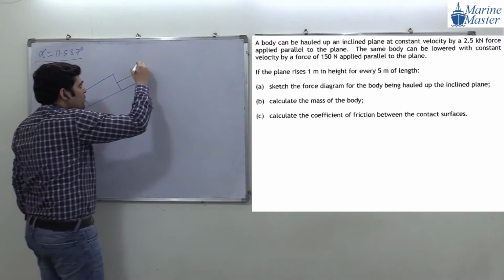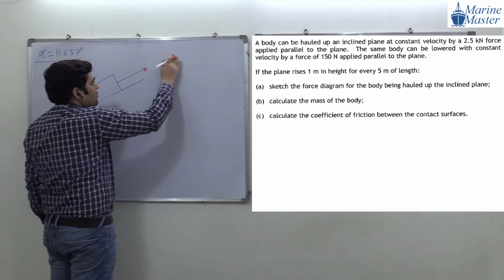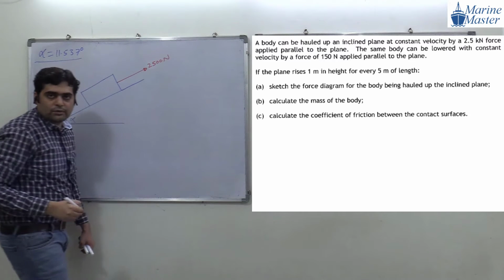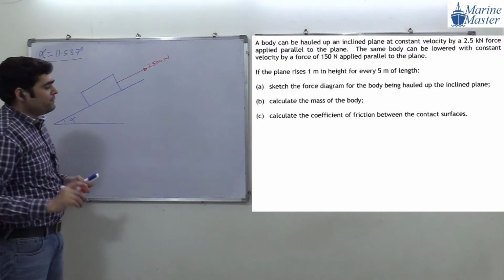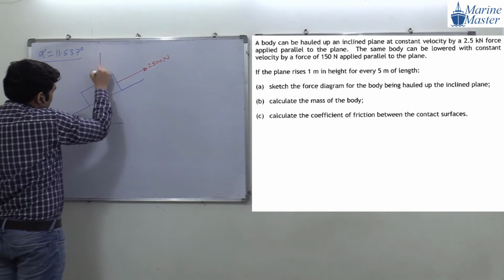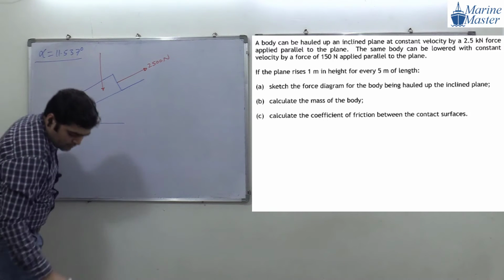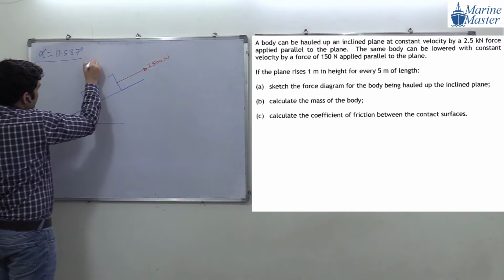1.5 kilonewton means what? We can take it as 2.5. Okay, so that will be 2500 Newton. Now, we don't know the weight of the body. What will be the weight of the body, guys? We assume the mass as m. So, what will be the weight? mg.